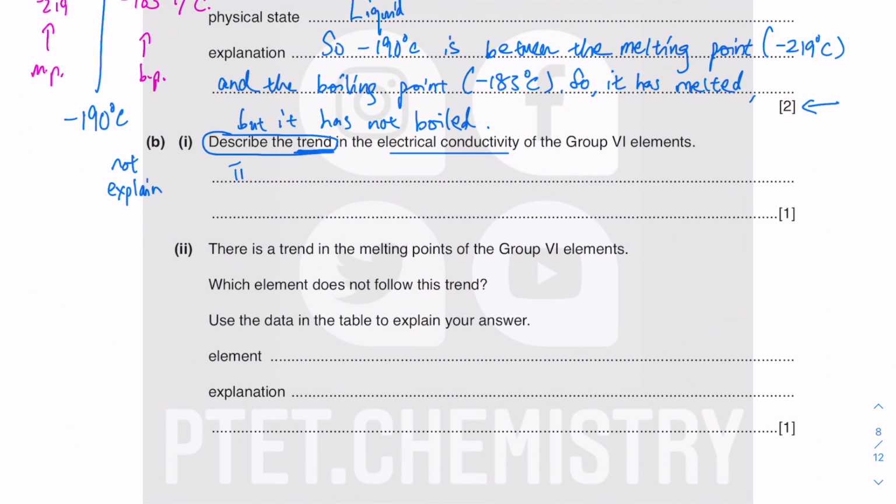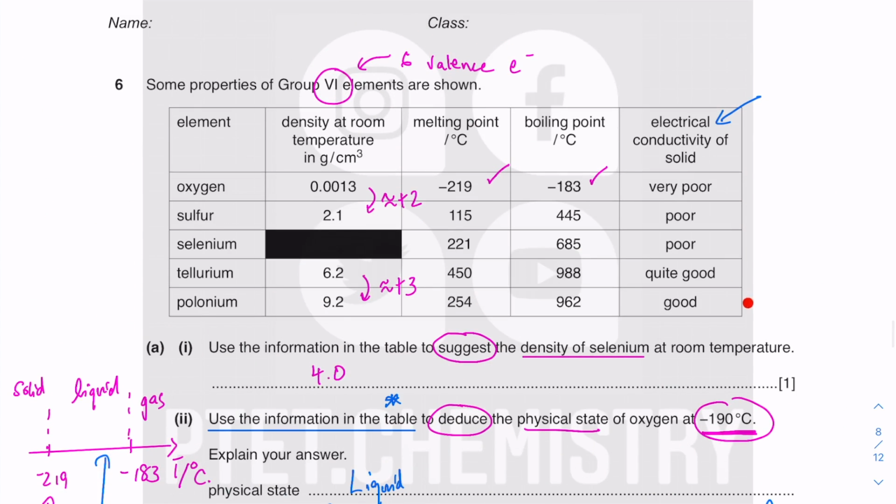All right, so going down the group, so we use the term down group 6, the electrical conductivity increases. Okay, you want to avoid just writing down increases because you are not telling the position. So I'm saying down group 6 because I'm going down. If you just say increase, is it increasing upward? Is it increasing downward? You know, what does downward mean?